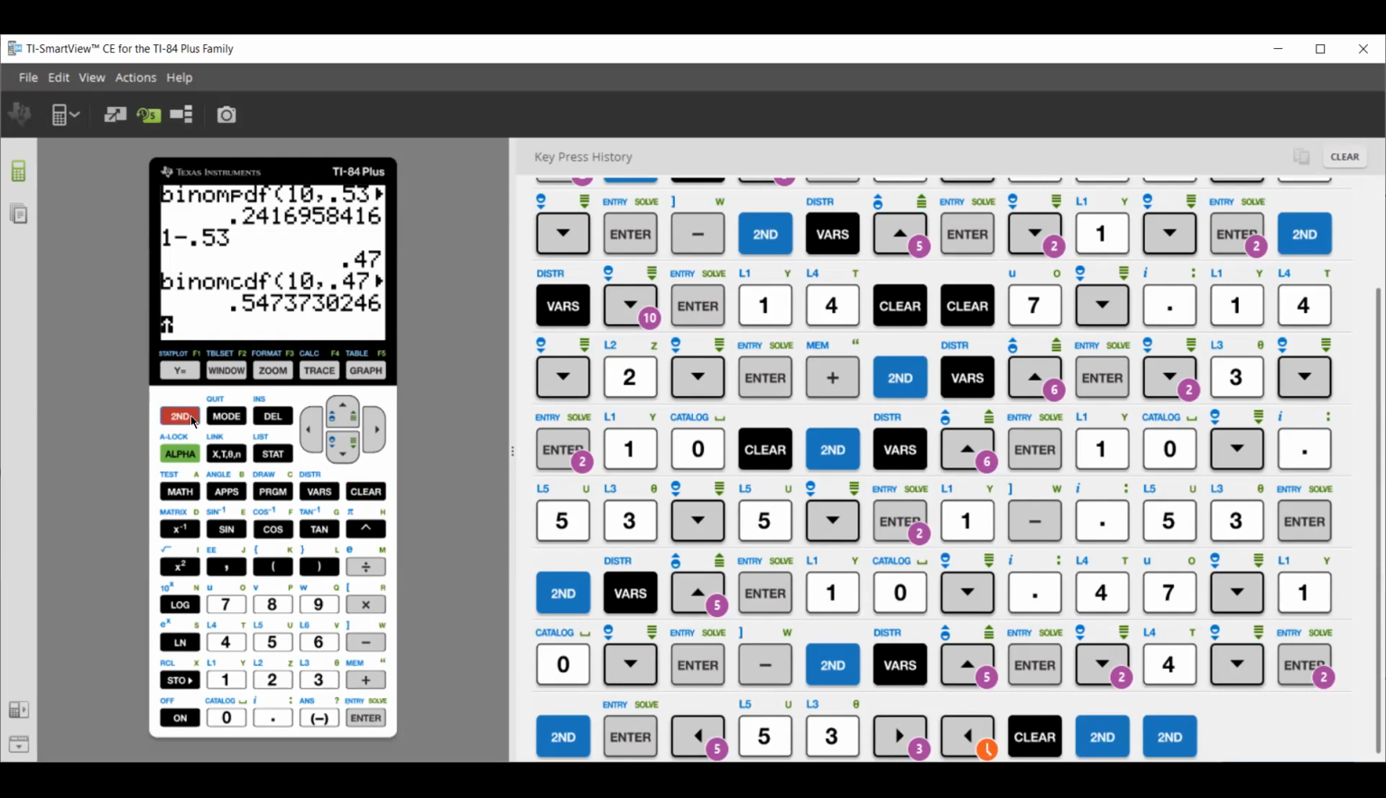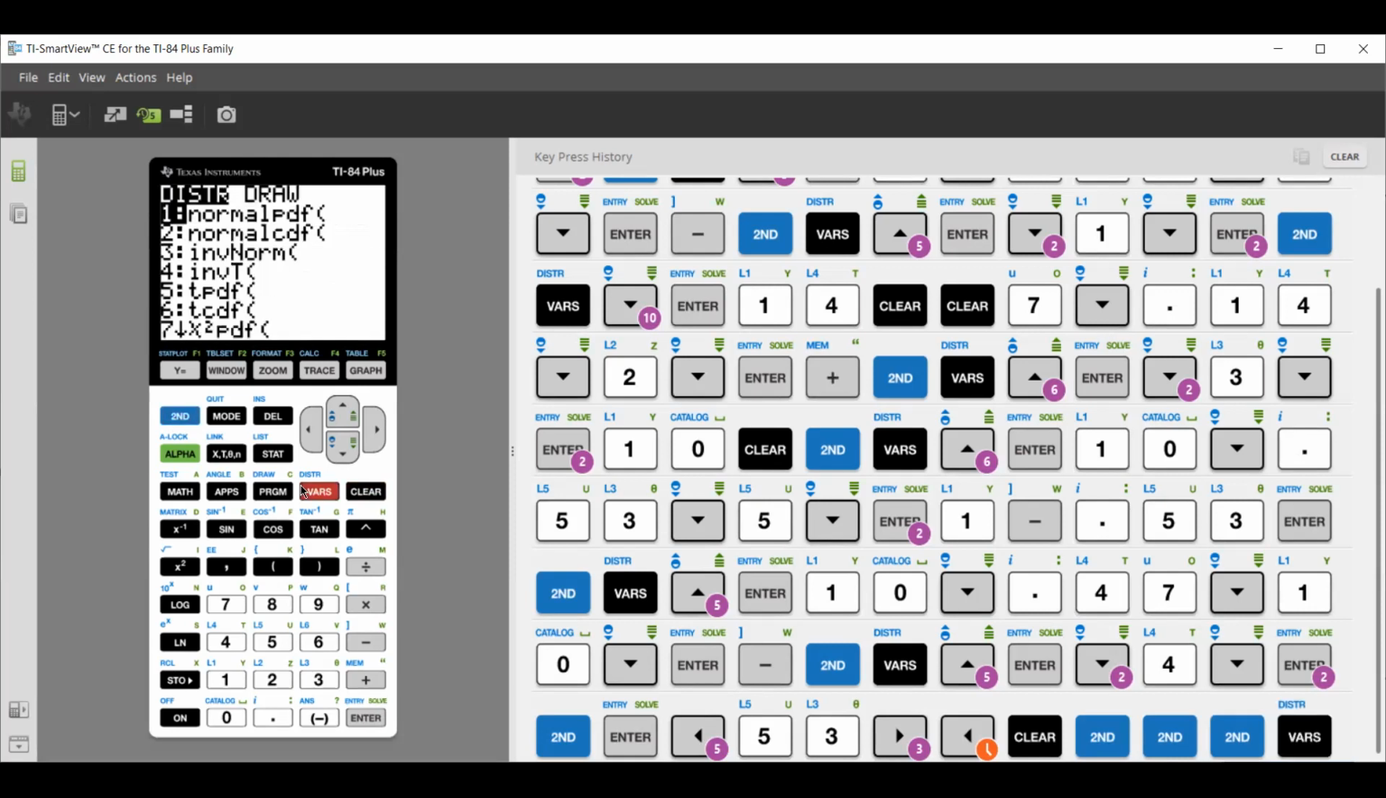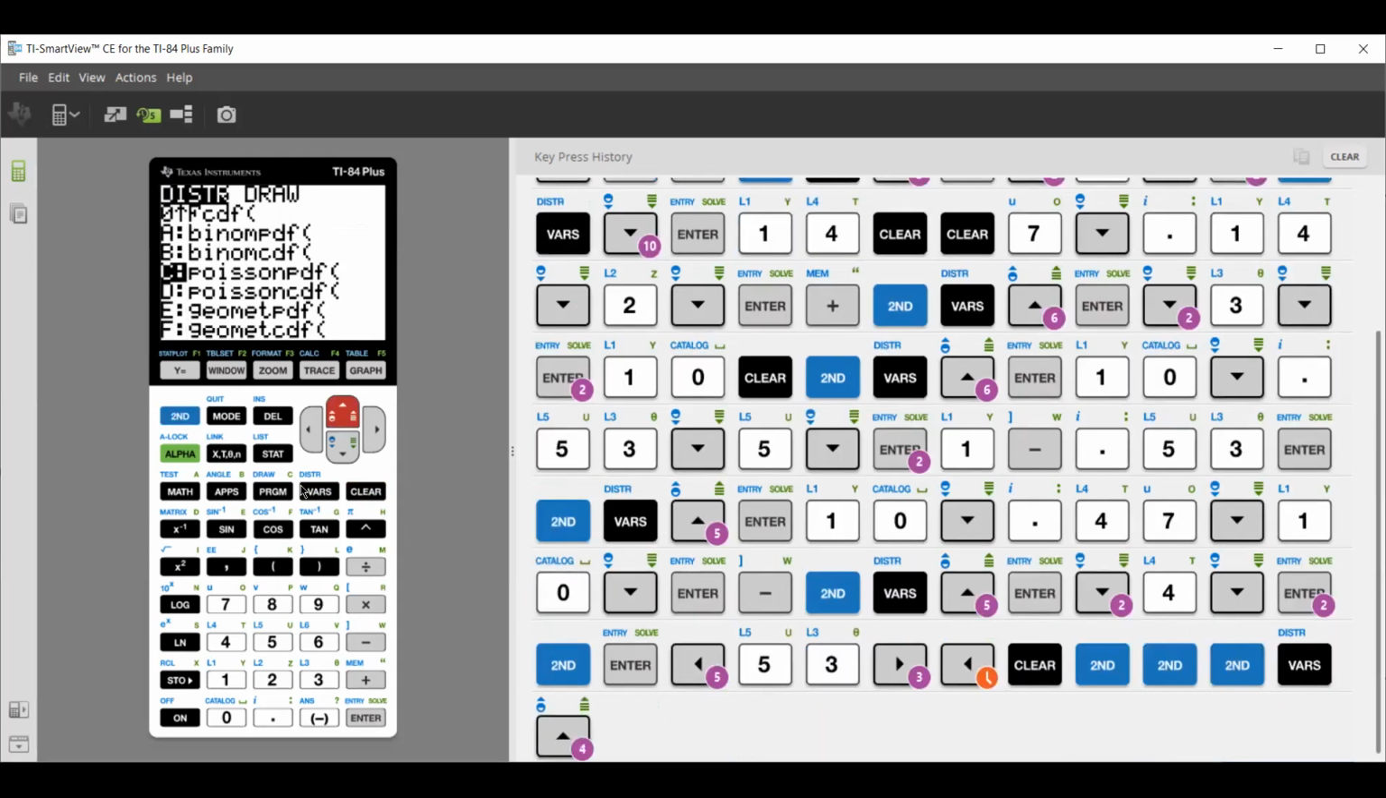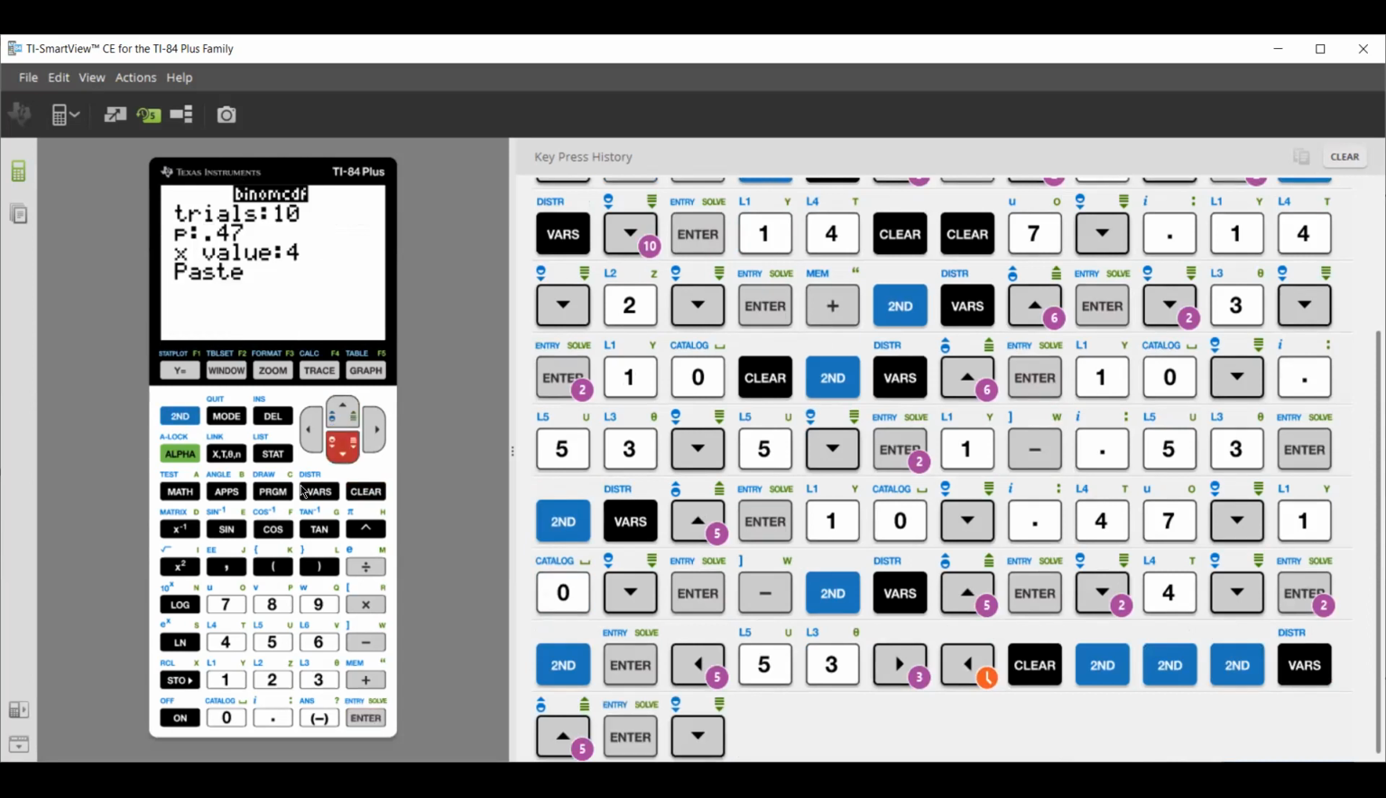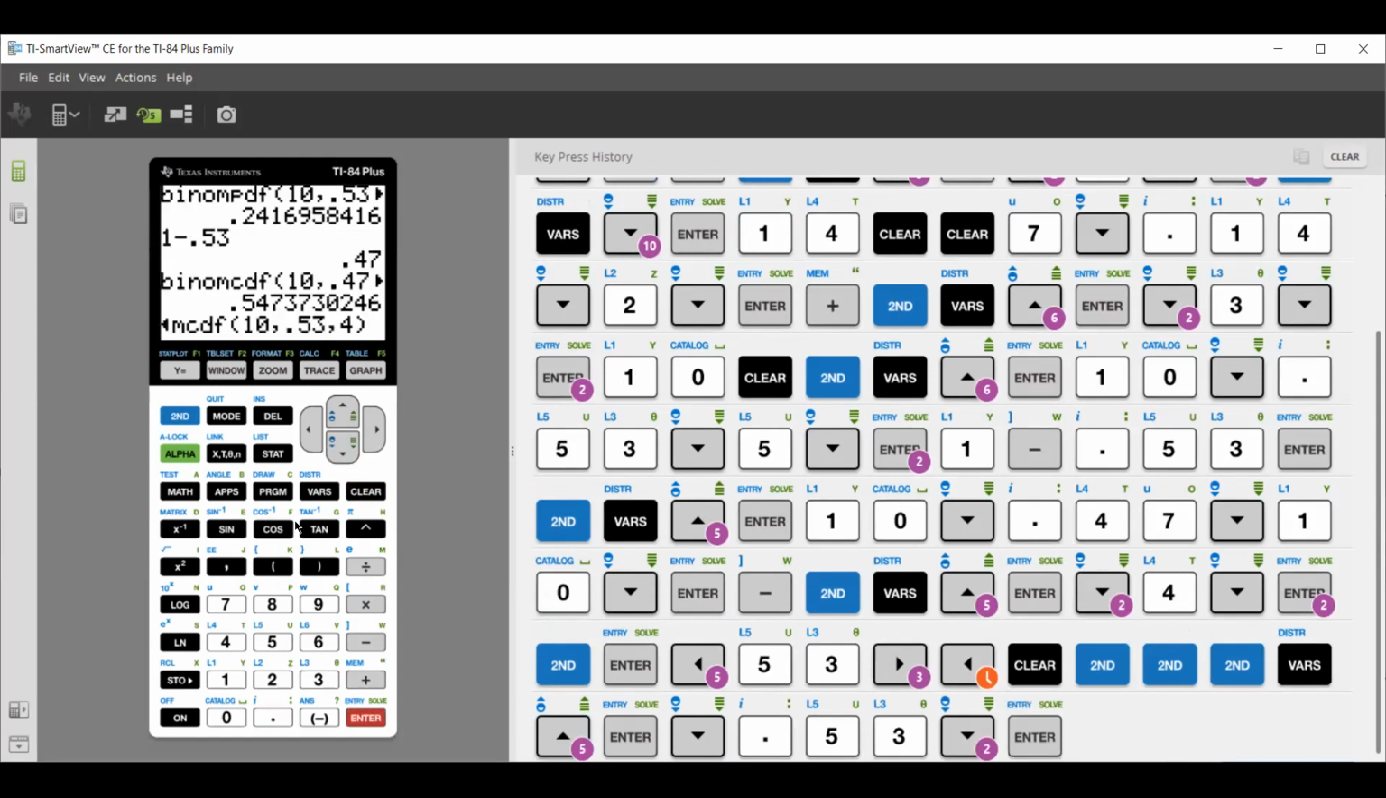Okay, so second distribution, binomial CDF. We have 10. We're going to change this because these people do have education, so this is 53. And we're going to 4, and then we just poke it in, and we get 0.3057.